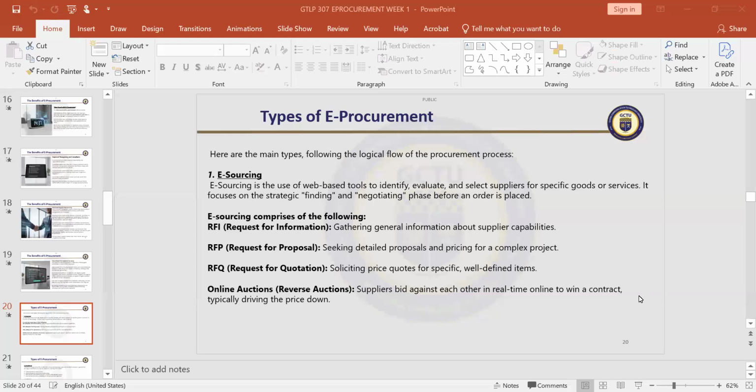And then we have the online auction, which is a reverse auction. As we were talking initially, did we talk about auctions, normal auctions? Have any of you experienced an auction, buying online? Those who buy cars and other things online. Has any of you experienced that before?